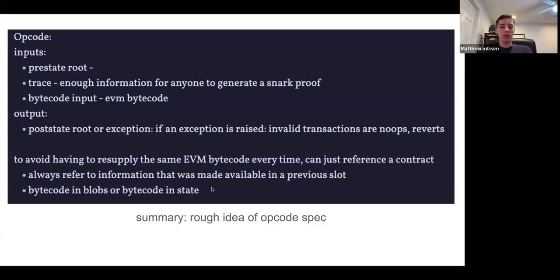And yeah, we had a few discussions around using blobs or state for bytecode. I think there are some trade-offs either way. I don't know if you have any revised thoughts since this call, or if we want to talk a little bit more about this.